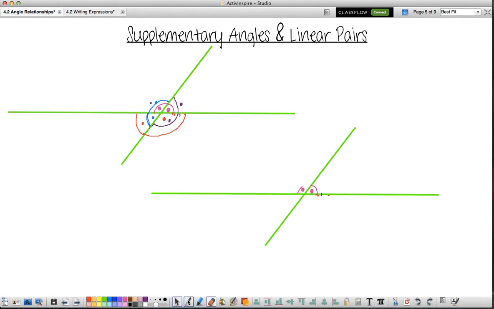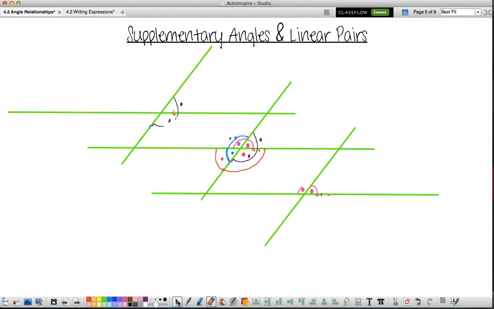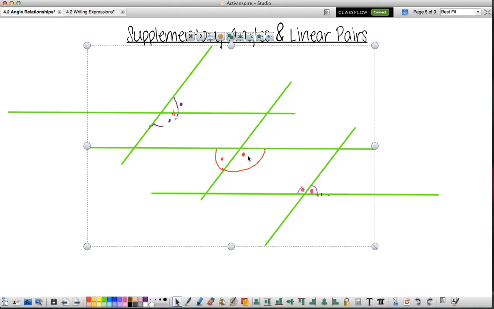Okay, and just show the pink supplementary angles. And then draw another set and just show the purple supplementary angles. Okay, and then do another one where you show just the red supplementary angles. Ooh, that became a little bit more complicated there. Try that again.